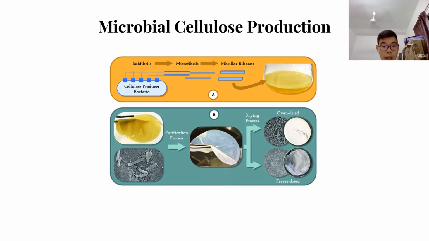So part A is the biosynthesis of cellulose by the microbes, while part B is the downstream process where the substance produced by bacteria is manufactured into products. You can see the substance is extracted and undergoes a purification process and finally a drying process. There are two types of drying process, oven dry and freeze dry. Cellulose produced from microbes is normally used to produce textiles.